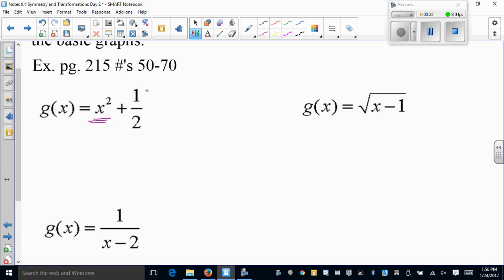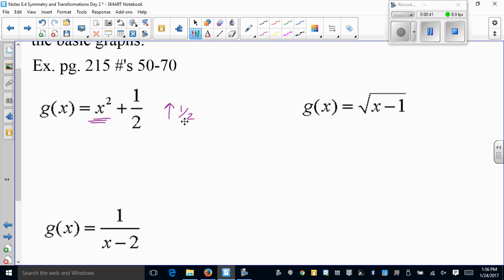Well, since it's not included with the x, it's not x plus 1/2, all of that squared, it's going to affect your y value, not your x value. And so this one is going to simply move it up 1/2. That's all that's going to happen on this one.